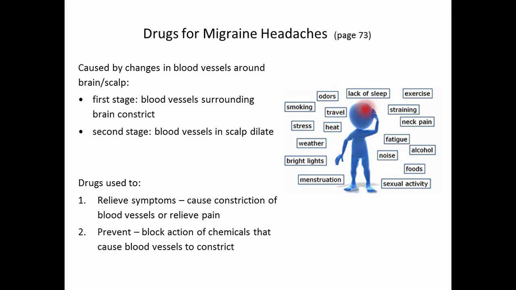The drugs that we can use to help manage migraine headaches are twofold. One is that we can prevent a migraine headache if we can prevent the blood vessels from initially constricting, so this has to be taken before the migraine headache actually begins. We also have drugs that can relieve the symptoms of migraine headaches, so drugs that cause constriction of the blood vessels in the scalp, which helps prevent the second stage from occurring, or simply taking analgesic drugs to relieve pain.